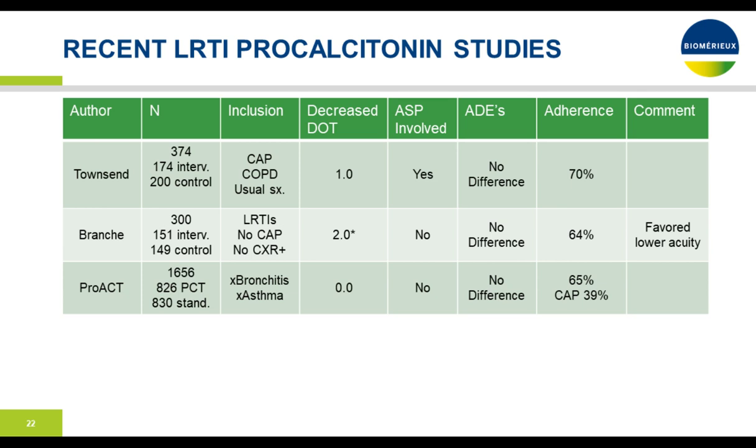Dr. Angela Branch out of Rochester did an open label randomized clinical trial. It was a 1-to-1 randomization. Interestingly enough, she compared procalcitonin plus a viral PCR to standard of care. Her primary outcome was antibiotic exposure and also safety at 30 and 90 days. She had 300 patients, 151 in the intervention or procalcitonin group and 149 in the control or usual care.